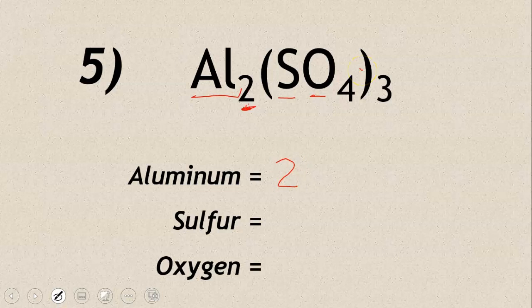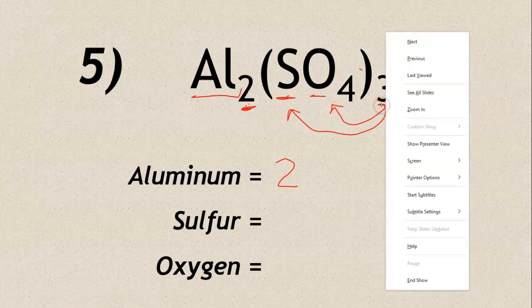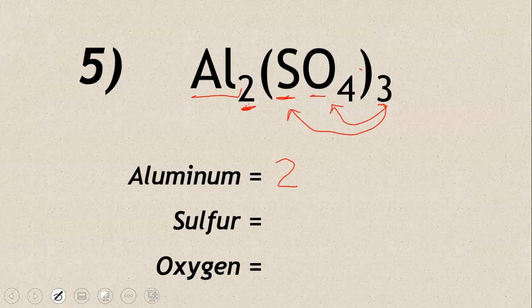Now we've got parentheses, and we have a 3 outside the parentheses that we are going to distribute to what is inside. The sulfur doesn't have any subscript. It just has the subscript that's outside. And so that means that there are 3 sulfurs. The oxygen does have a subscript of 4, which is 4 oxygens, but we're going to have those 4 oxygens 3 times, which gives us a total of 12 oxygen atoms.